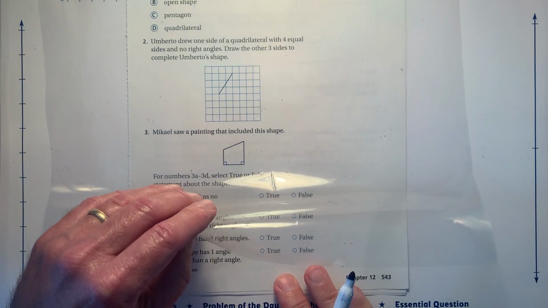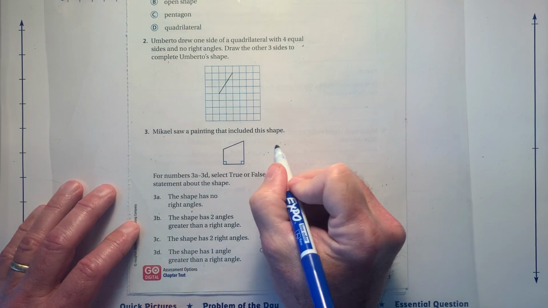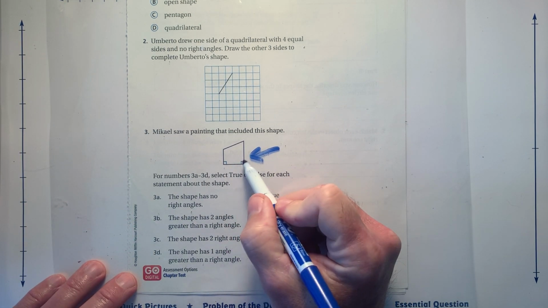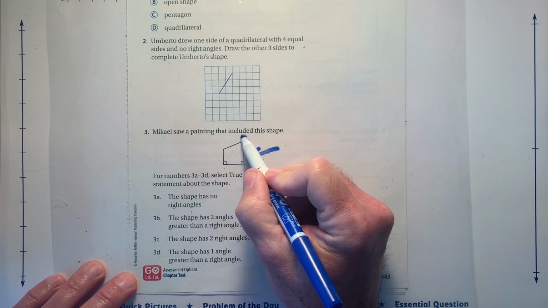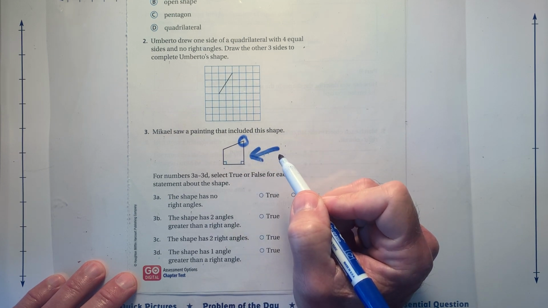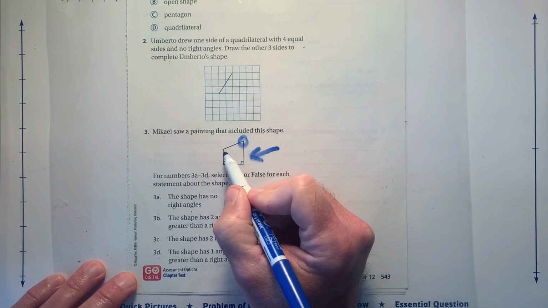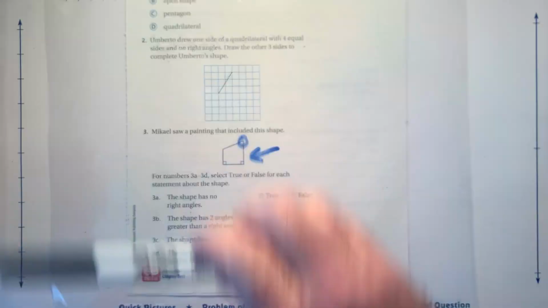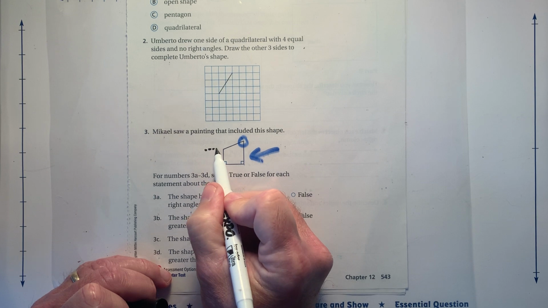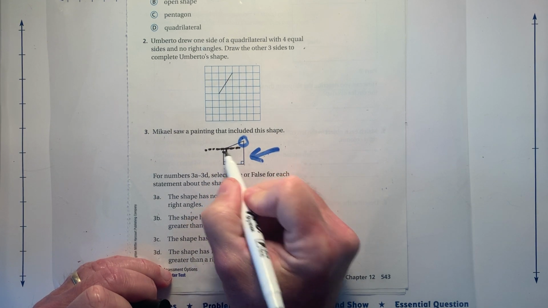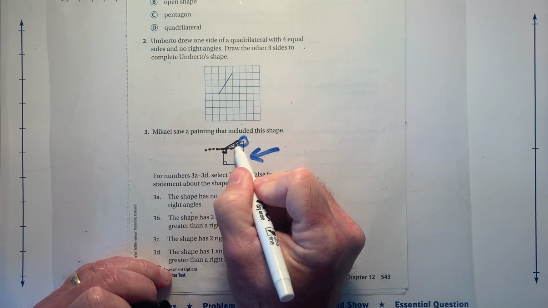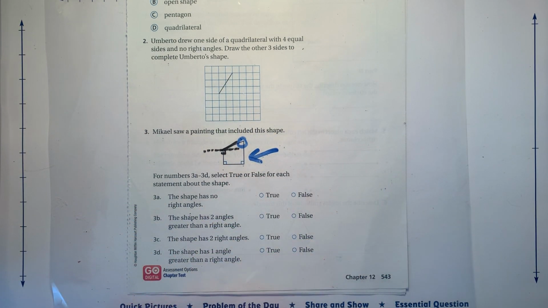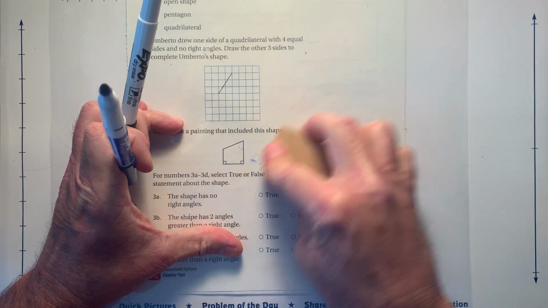Mikhail saw a painting that included this shape. So this is the shape we are looking at right here. I can see that it has 2 right angles, and it has what appears to be an angle smaller than a right angle, which would be an acute angle. And it seems to have one that is larger than a right angle, because if it were a right angle, the line would be across the top here. I would see this, but this appears to be going bigger than this line right there. So this angle here appears to be obtuse, which means bigger.